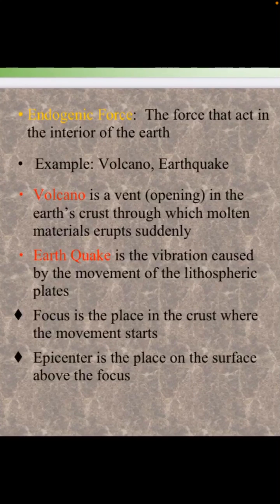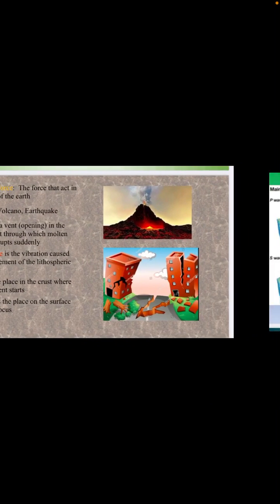Next one, earthquake. An earthquake is a vibration caused by the movement of the lithospheric plates. This is an earthquake we can see on the crust. There are two terms, focus and epicenter. The focus is the place in the crust where the movement starts. The starting of the earthquake is from the focus. Then the energy from the focus reaches the surface of the crust, which is called the epicenter.